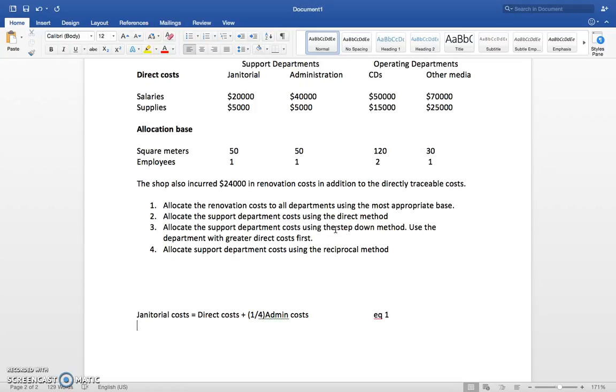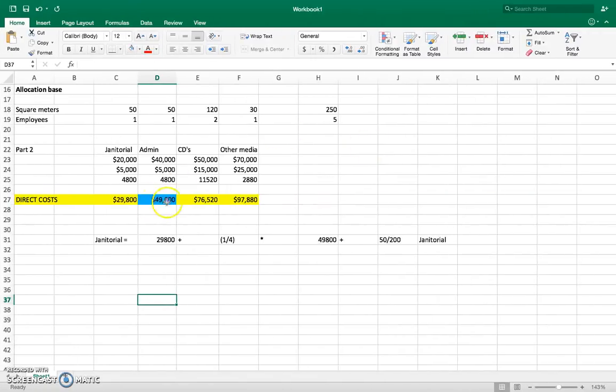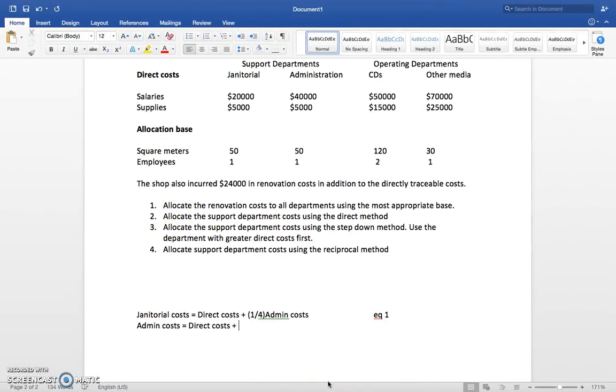My second equation is going to be for admin. So admin costs equal to, same drill, direct costs first, which are given in the Excel file over here, the blue one, plus what part of admin is using janitorial. So 50 lies in janitorial, right? So we're going to take that 50 plus the 120 and 30, 150 and 50, that's 200. So we're going to take the 50 divided by 200, multiplied by our janitorial. So we're acknowledging that the admin department does use janitorial services as well.